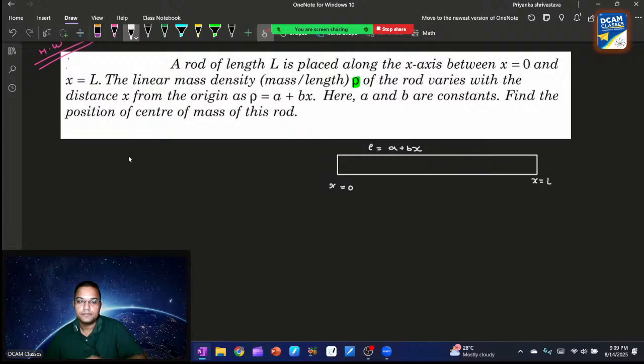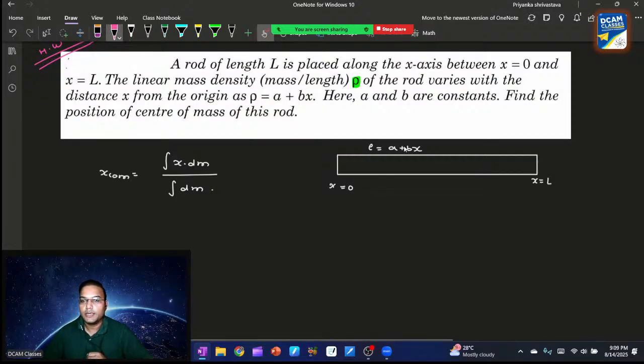We know the x center of mass formula is integral x dm by integral dm, according to the limits. What we do here is assume an element of length dx.